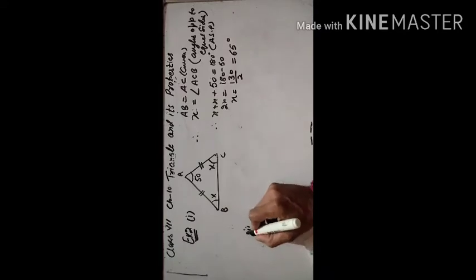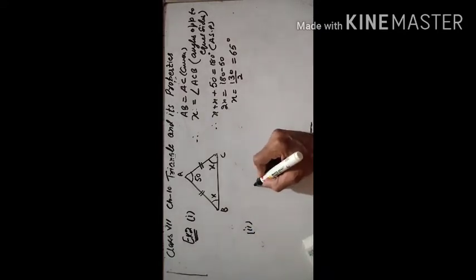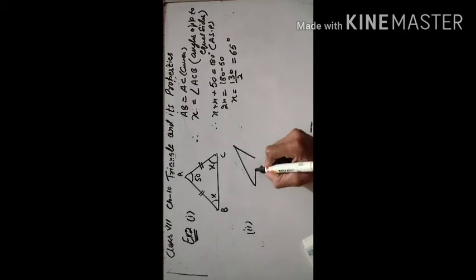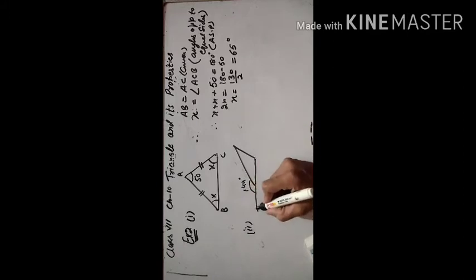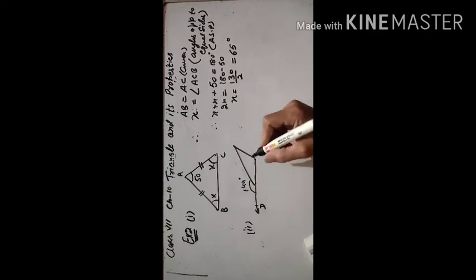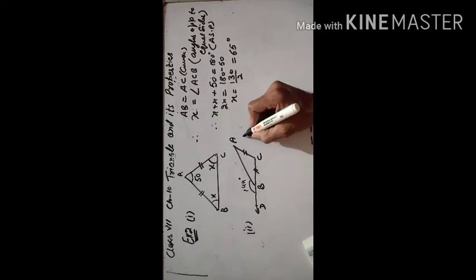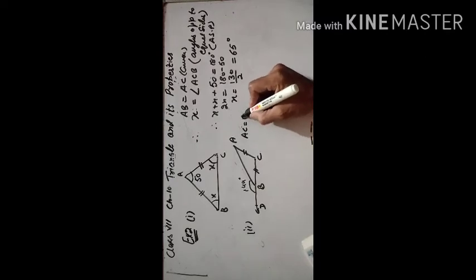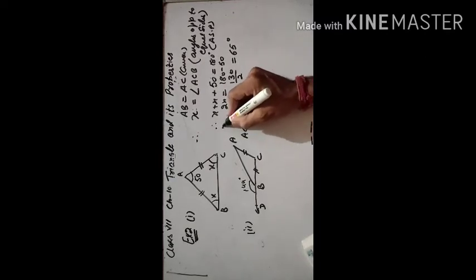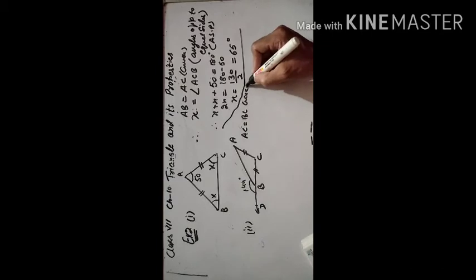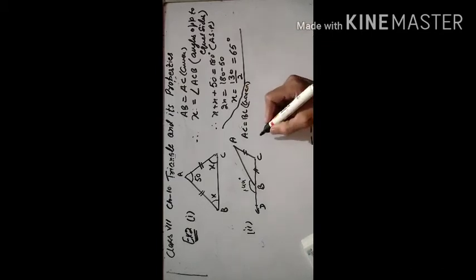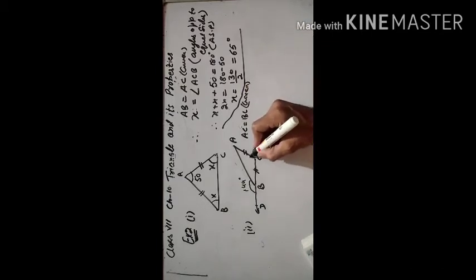In second part, triangle is given. This is 144 degree. This is D. This is B, C and A. And this part is equal to this. Now AC is equal to BC, given. This is x.